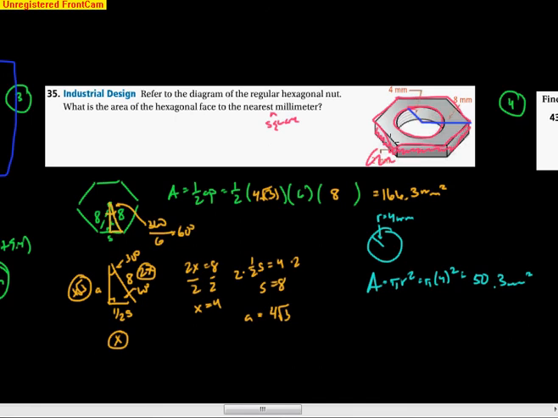And now to find the area of just the shaded region of just the nut's face itself, we're going to take the 2 and subtract. So the area is 166.3 minus 50.3. That gives me 116.0. So just do 116 millimeters squared.